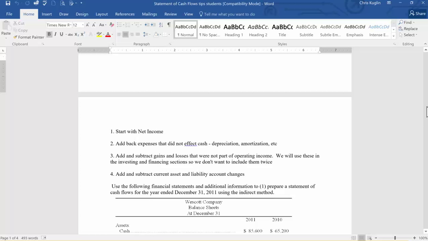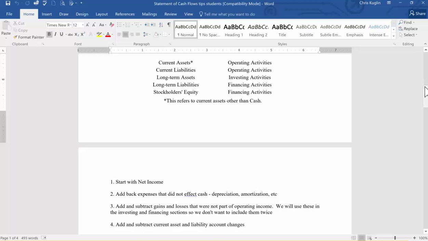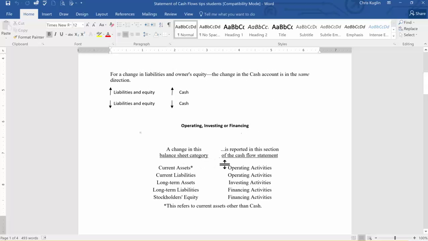Because remember, because of accrual basis accounting and GAAP, we will be recording revenues that we may not have received through accounts receivable, and we record expenses that we have not paid through accounts payable. So that is why we are looking at those current assets and current liabilities and reconciling them to the net income. And again, let's look at those tip sheets and say that we are looking at operating activities affected in the balance sheet by current assets and liabilities. Investing activities are being looked at from long-term assets, and financing through long-term liabilities and stockholders' equity.